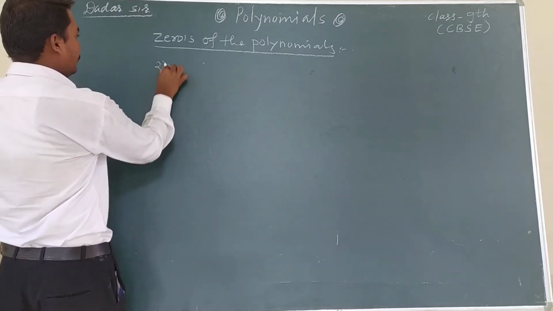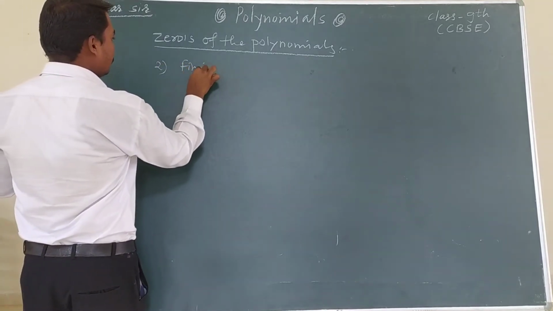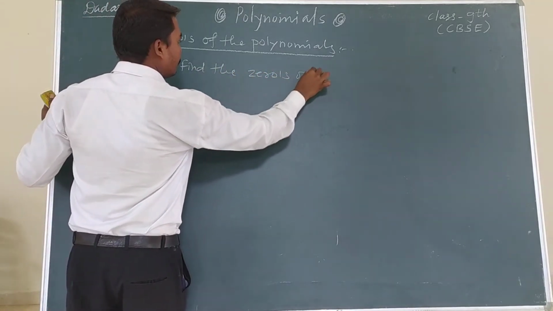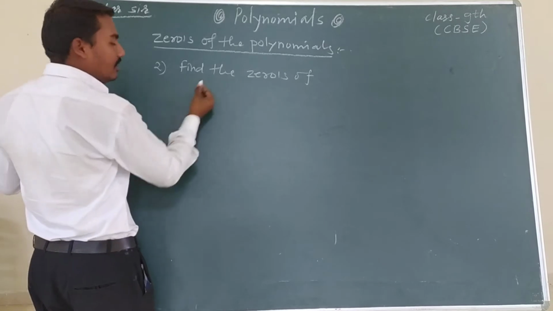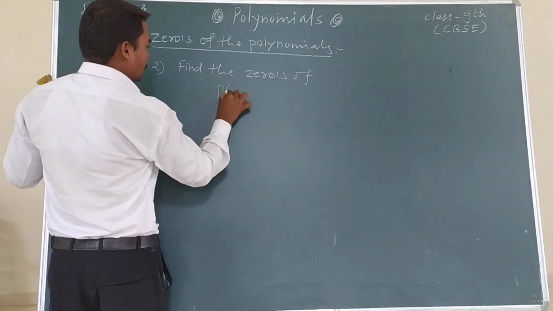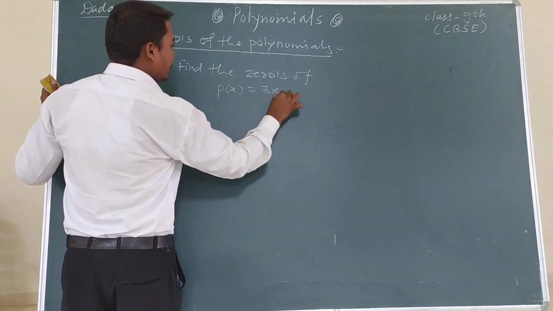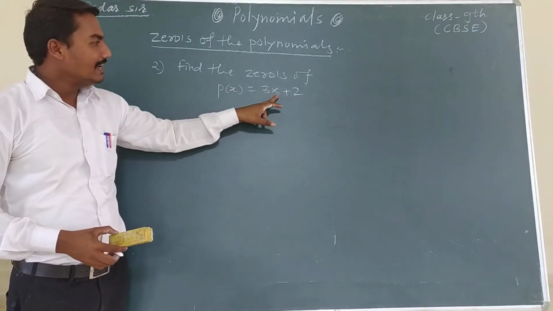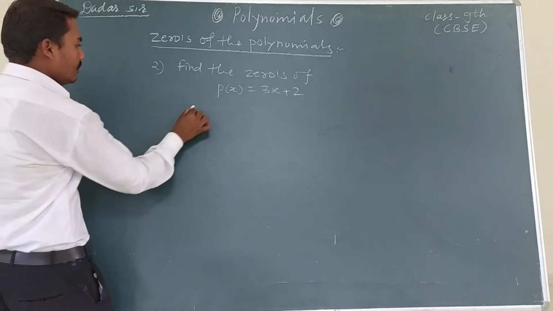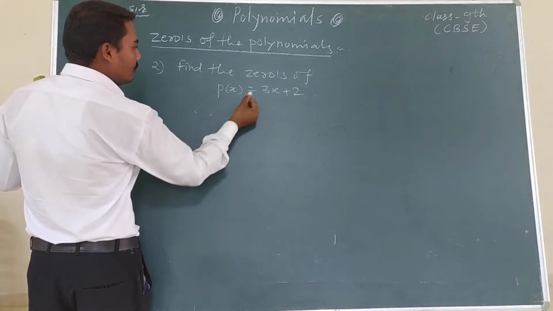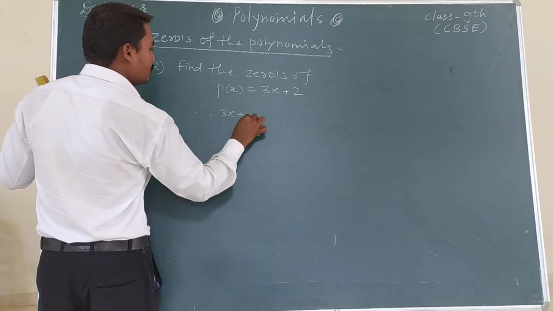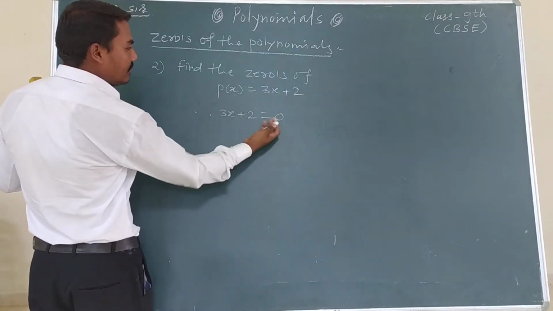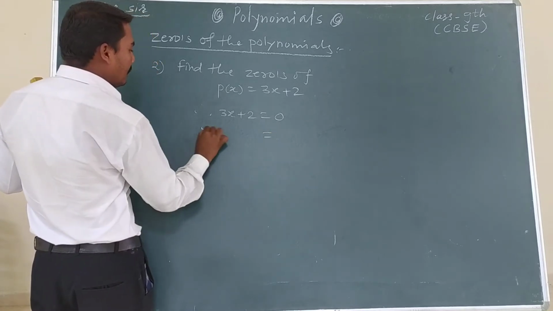Suppose second example. Find the zeros of the polynomial p of x is equal to 3x plus 2. We have to find the zeros of the polynomial 3x plus 2. How? P of x becomes 0. So 3x plus 2 is equal to 0. We have to consider p of x is equal to 0. Okay. Now I want the value of x.